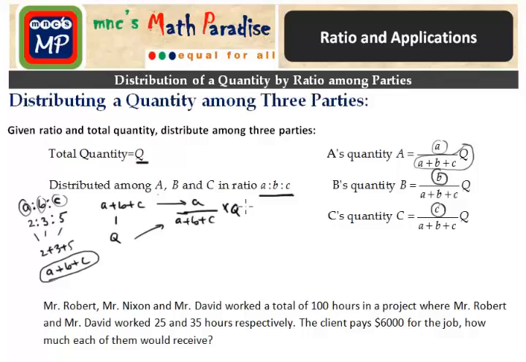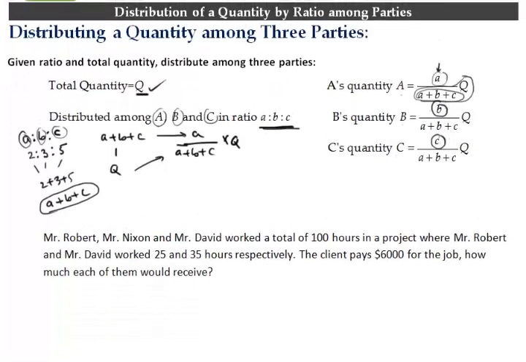So when we are given three ratios, that is the ratio between three parties, and a total quantity, the total quantity will be divided by the summation of these three ratios, and to get the quantity for a party, that party's corresponding ratio will be multiplied. For A it is a multiplying, for B, b is multiplying, for C, c is multiplying. Let us see one example here.